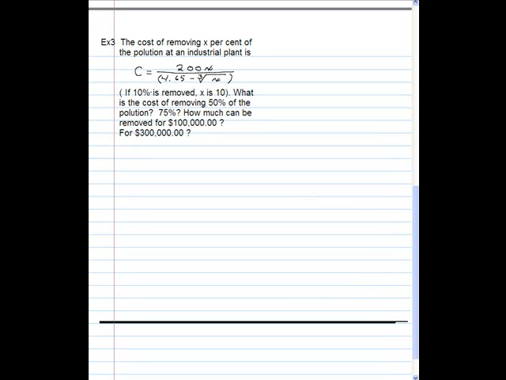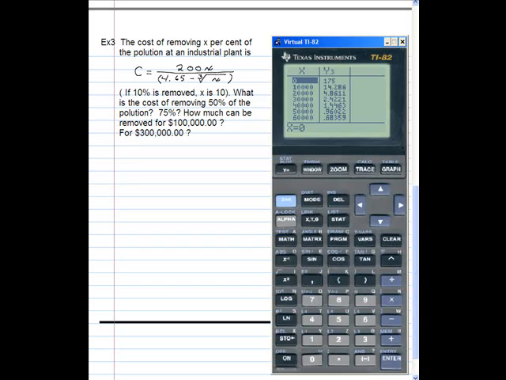Now what that means, it says if 10% is removed, X is 10. A lot of times when you get a percent problem, you change that to a decimal when you plug it in. But this problem says X is the percent. So if you're removing 10%, don't put X as 0.10, put X as 10 in there. And it says, what is the cost of removing 50% of the pollution? So let's go ahead and set that up.